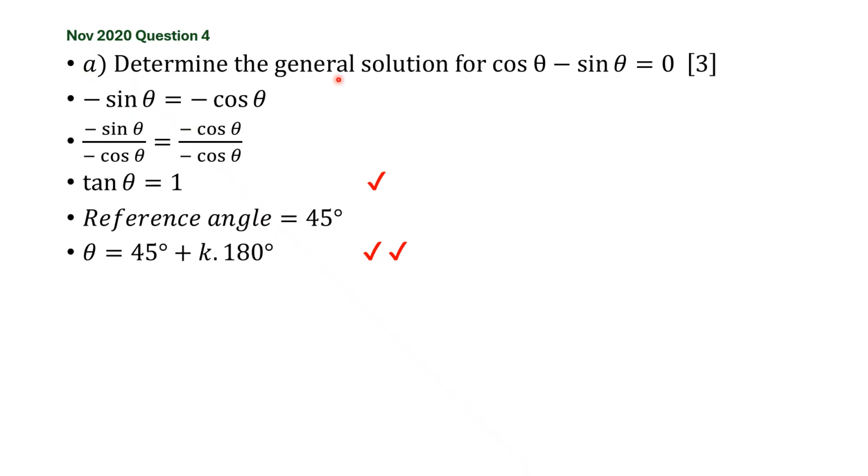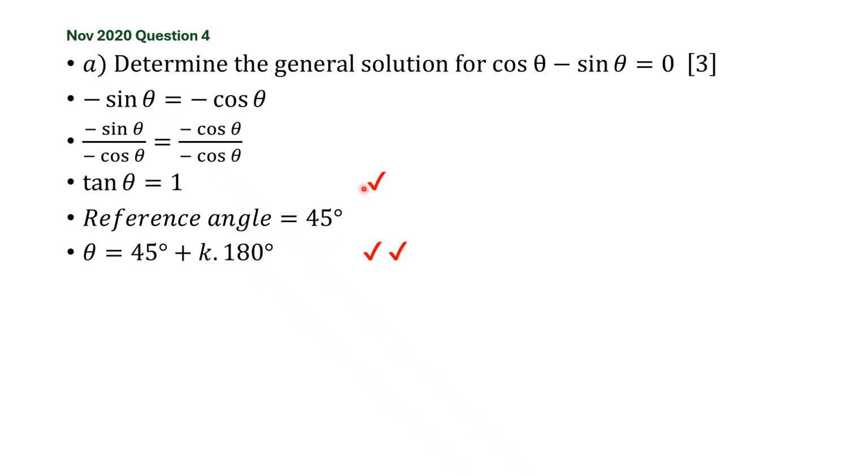Determine a general solution for cos theta minus sin theta equals 0. First, if I take cos theta across, this becomes negative sin theta equals negative cos theta. Then I'm going to divide by negative cos theta on both sides. Cos theta divided by cos theta equals 1, and sin theta divided by cos theta gives me tan theta. So tan theta equals 1. My reference angle, if I say shift tan 1, I get 45 degrees. So theta equals 45 degrees plus k times 180 degrees.